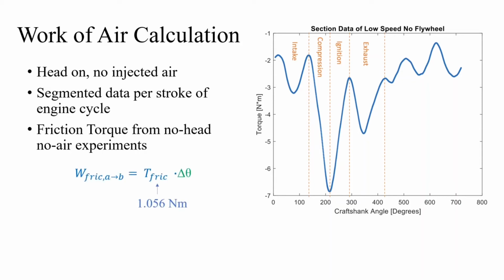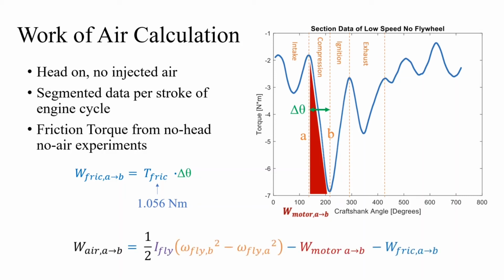Work of friction is going to be equal to torque of friction times delta theta. We have torque of friction from the first set of experiments, and that's going to be 1.056 Newton meters for this low speed setting. Delta theta can be found as the change in crankshaft angle for each of the different strokes, and you can see from point A to B, that's where we're going to talk about compression for now on this example. We find the work of the motor by finding the numerical integral during each of the strokes to see how much work the motor actually did during the whole system.